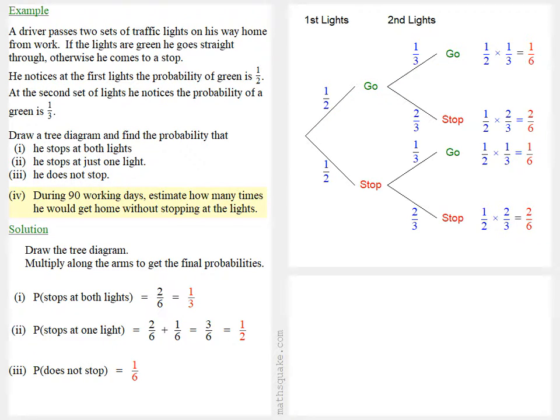Now, in part 4, we're asked, during 90 working days, estimate how many times he would get home without stopping at the lights. Well, the expectation is the probability times the number of journeys, which is 1/6 times 90, which is 15. So he would expect to get home without stopping 15 times. That means he would get home without stopping approximately 15 times.